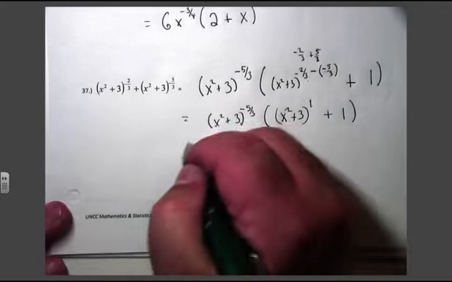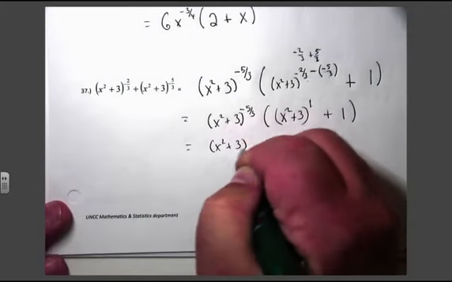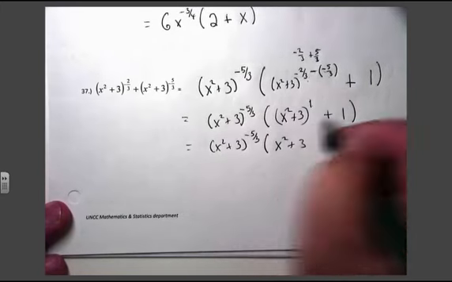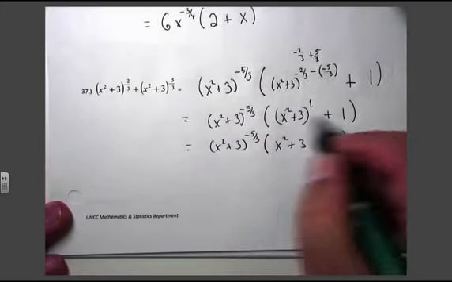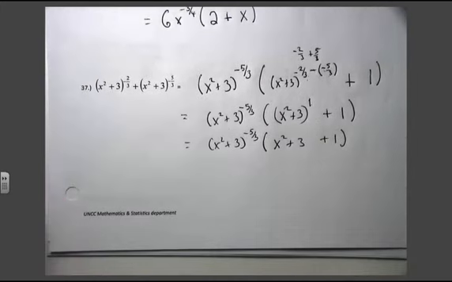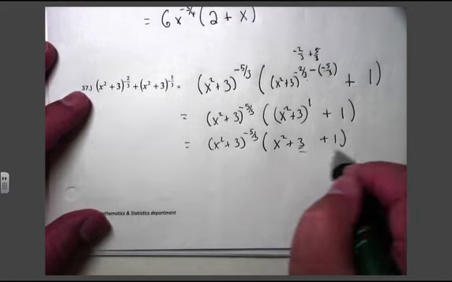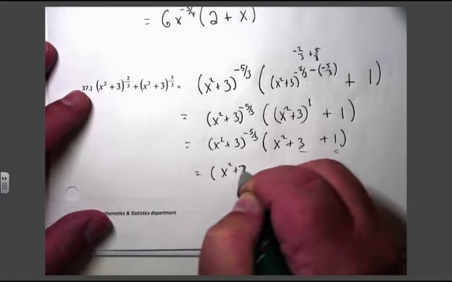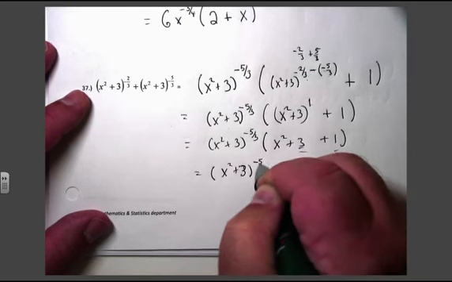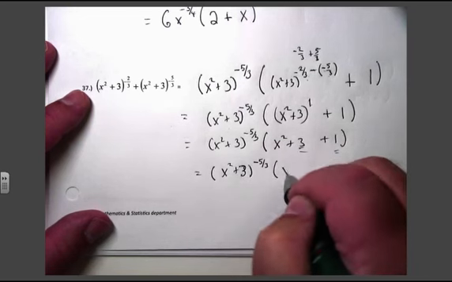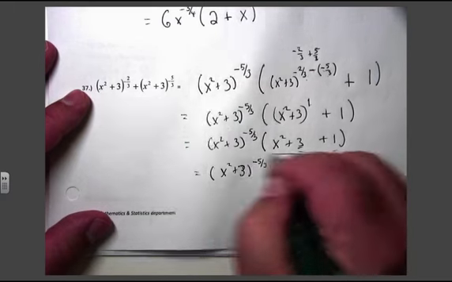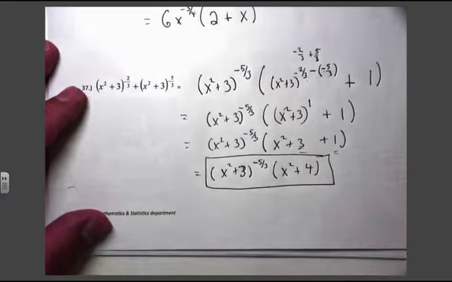Itself. So this is equal to (x squared plus 3) to the negative 5/3 times (x squared plus 3) plus 1. Anything to the first power is itself. You always want to combine like terms with this stuff. And the like terms I got is 3 plus 1. So my answer is (x squared plus 3) raised to the negative 5/3 times (x squared plus 3 plus 1), which is 4. And there is my solution.